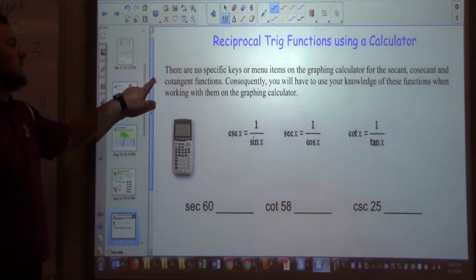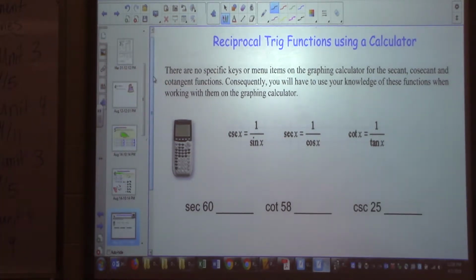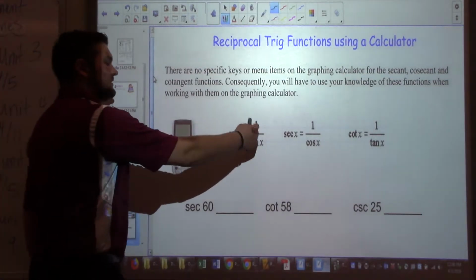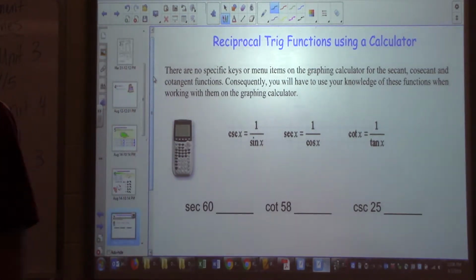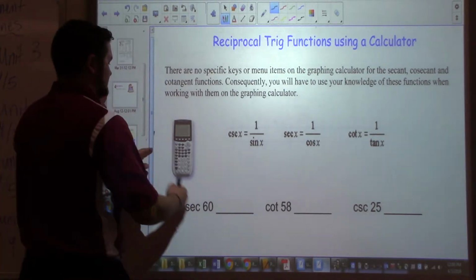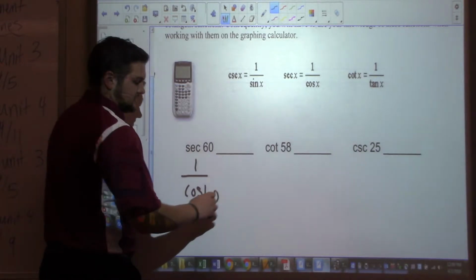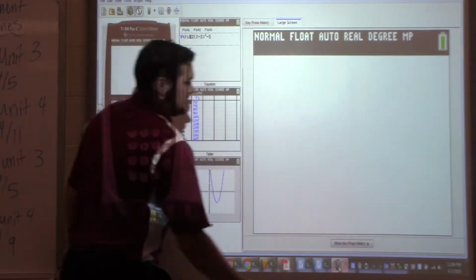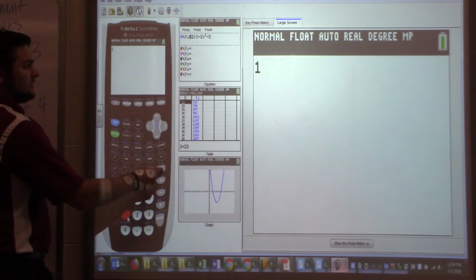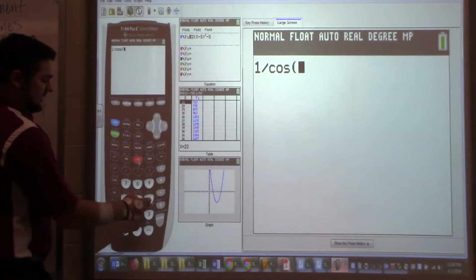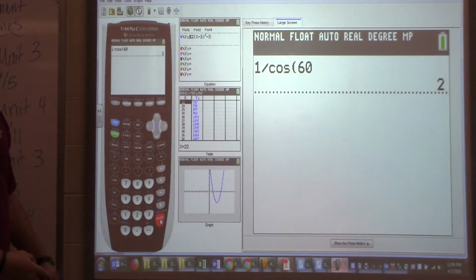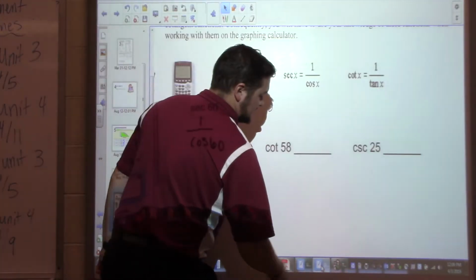Alright, so now I want you to try and put something in your calculator. Like I said, you're not going to be able to punch it in as cosecant of 30 degrees. It's going to have to be 1 divided by sine of whatever the degree is. You have to use the reciprocals, so there's not actually a button on your calculator. So secant of 60 would be 1 over cosine of 60. So in my calculator, 1 divided by cosine of 60. Should get 2. Right, try the other 2 of them.